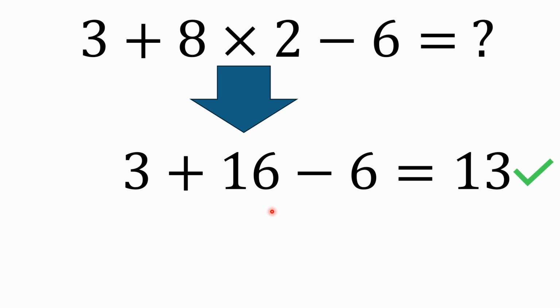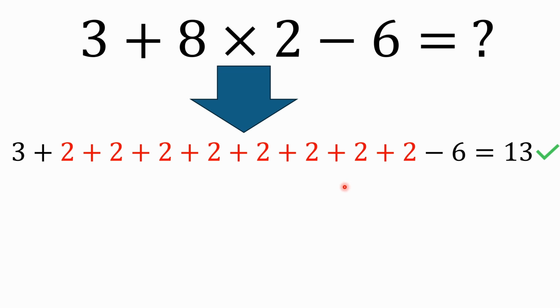That's part of what's called the order of operations. So you would have 8 times 2 is 16. 3 plus 16 is 19. 19 minus 6 is 13. So the correct answer to this problem is 13.